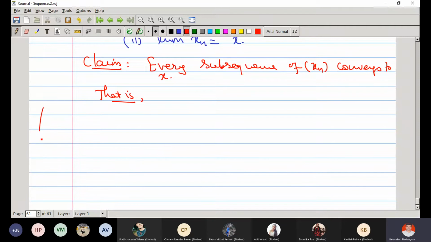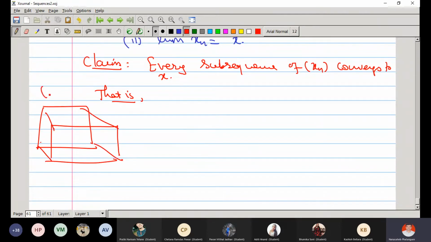So what we want to prove: suppose I have a box containing all subsequences of a sequence. I will put all the subsequences in this box. For example, x2k, x2k minus 1, xk square plus 1, x5k plus 7. Whatever you want, all subsequences are in this box. And what is our claim? Just close your eyes, put your hand inside the box and select a subsequence. The limit of that subsequence is also x. Is it clear what we want?